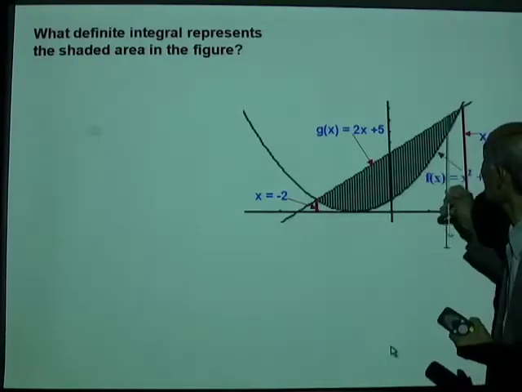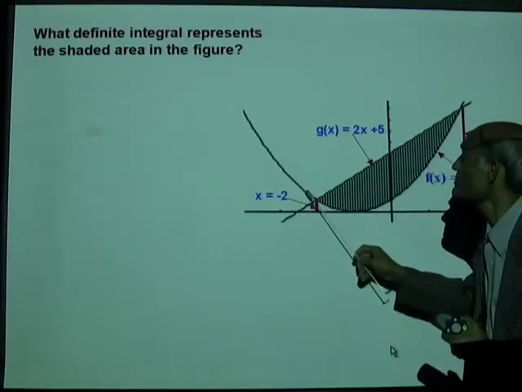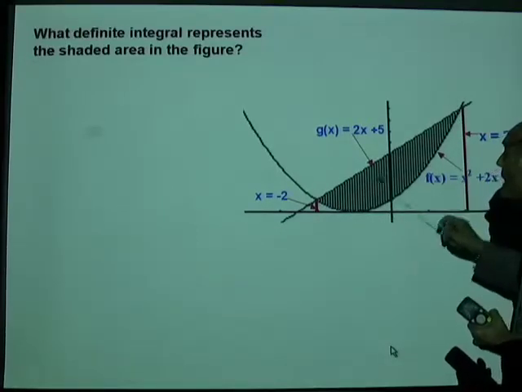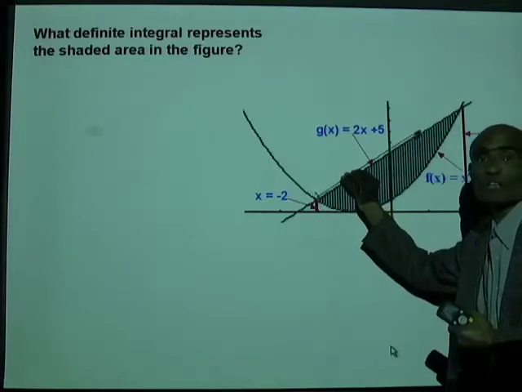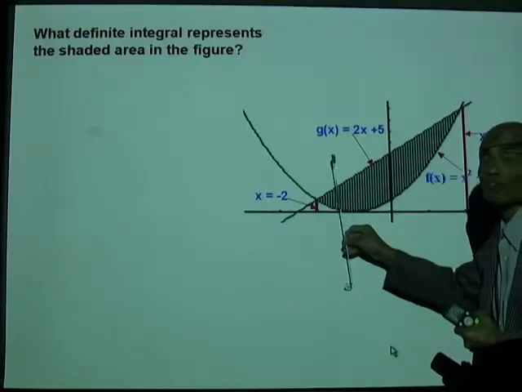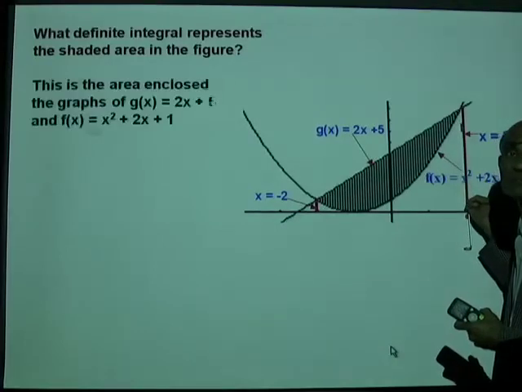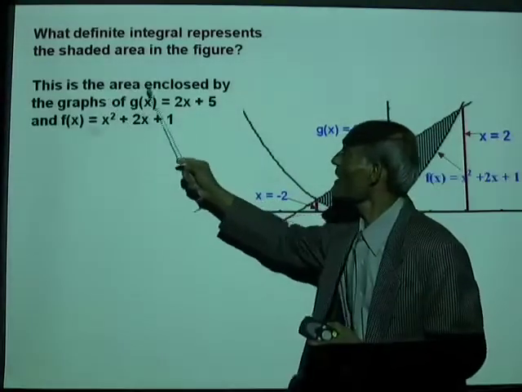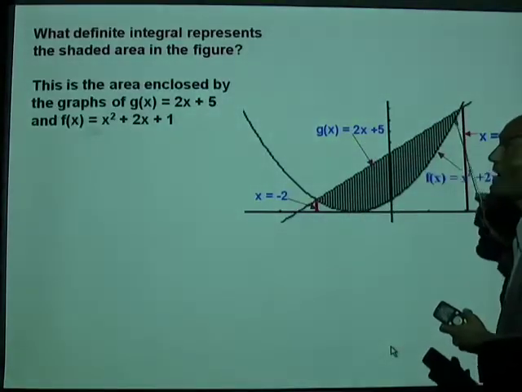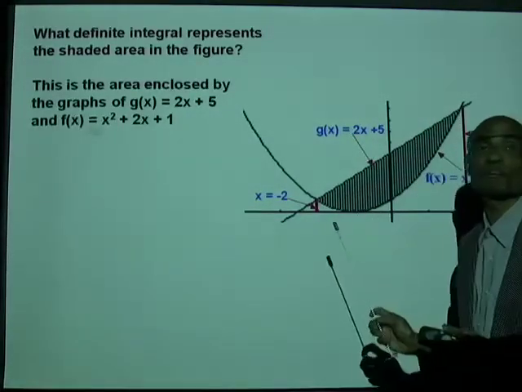Now, look at the 2 points where they meet. They meet at x equal to -2 and at x equal to 2. That means this area is a measure of the area enclosed between g of x and f of x from x equal to -2 and x equal to 2. Right? So, this is the area enclosed by the graph of g of x equal to 2x plus 5 and f of x equal to x squared plus 2x plus 1.